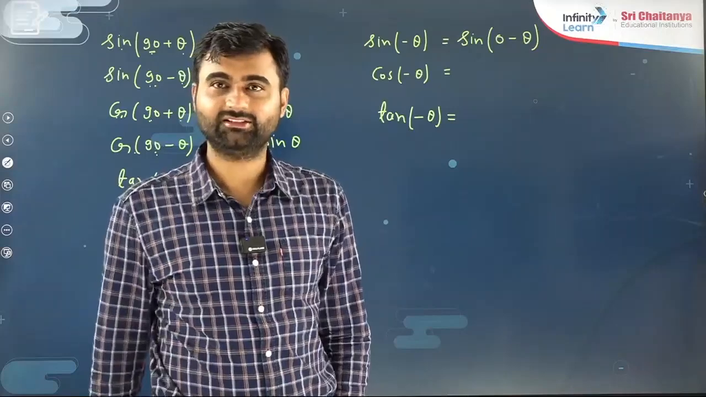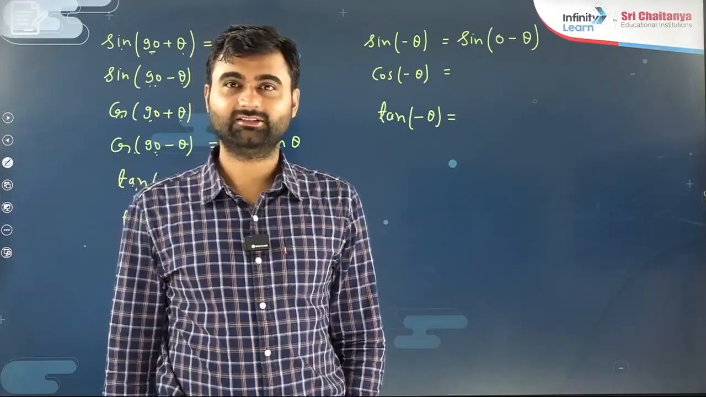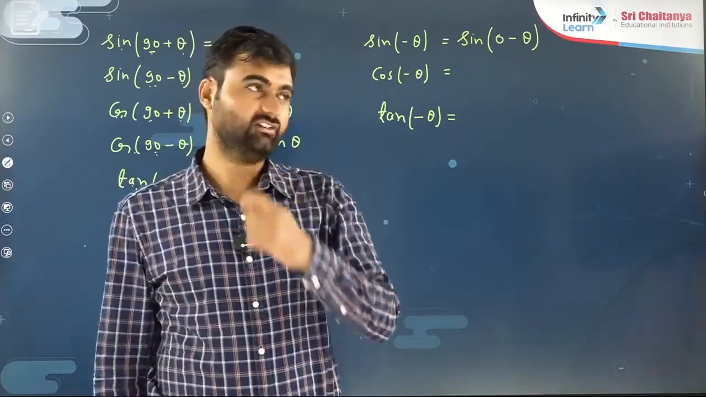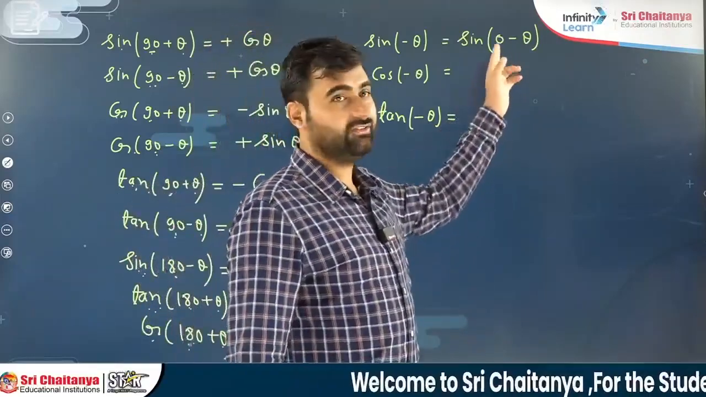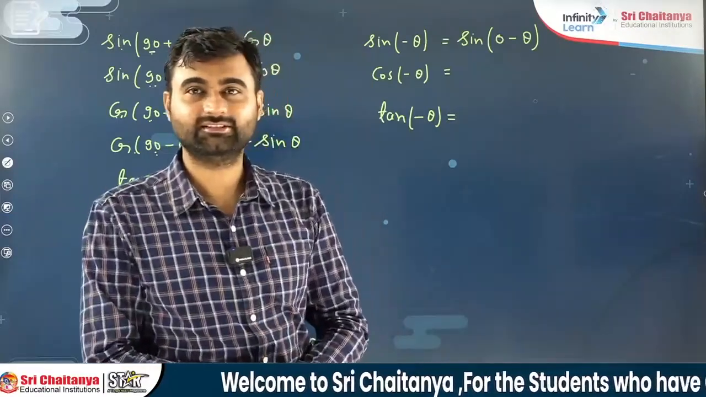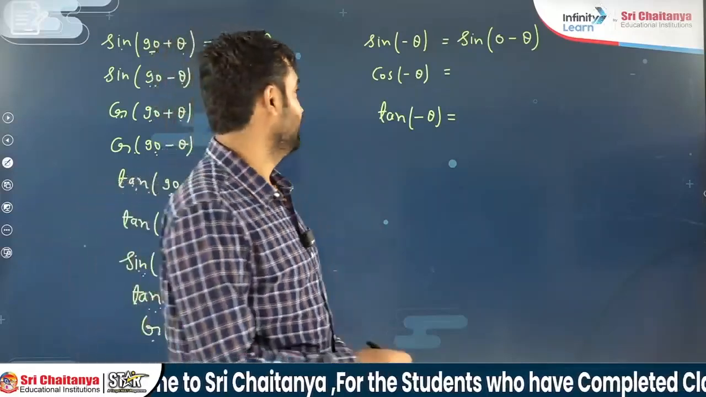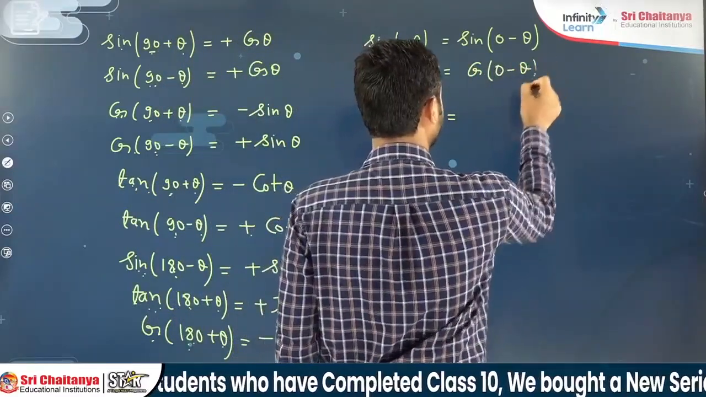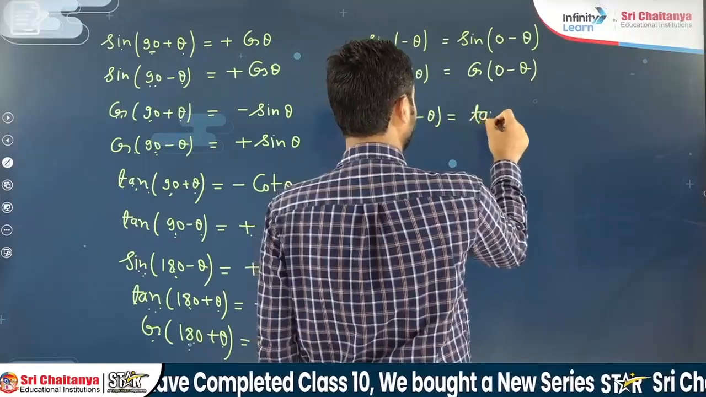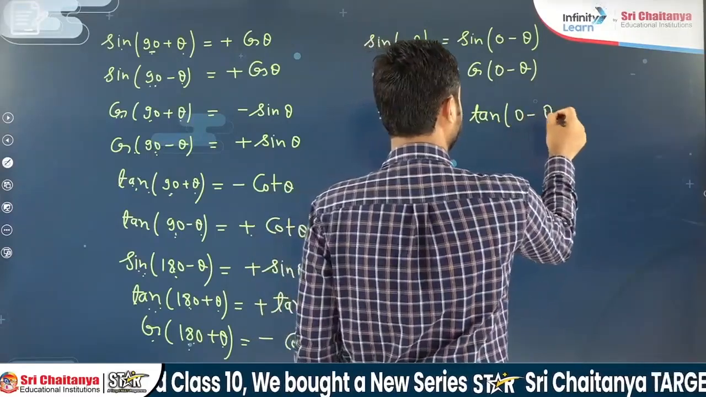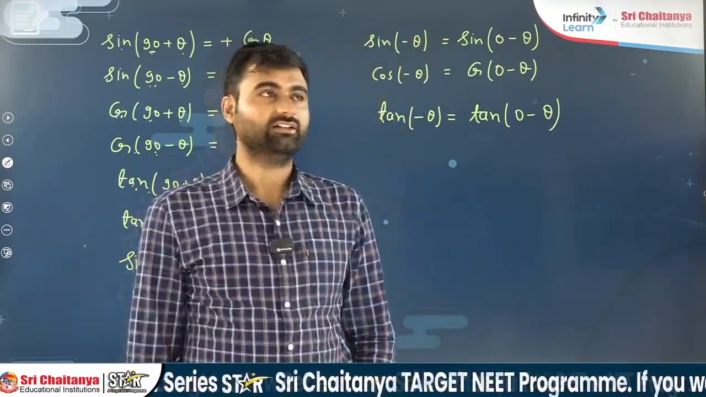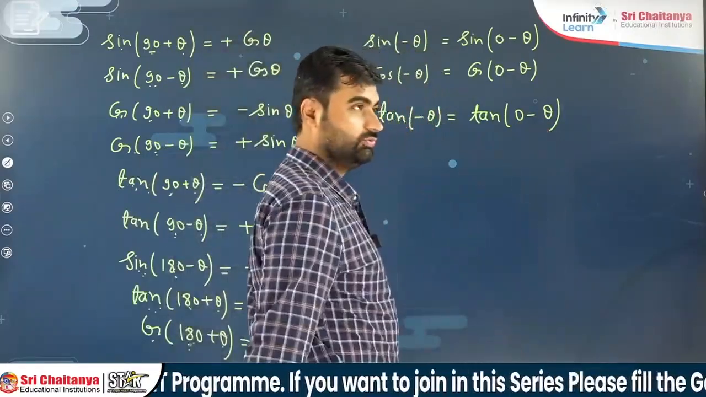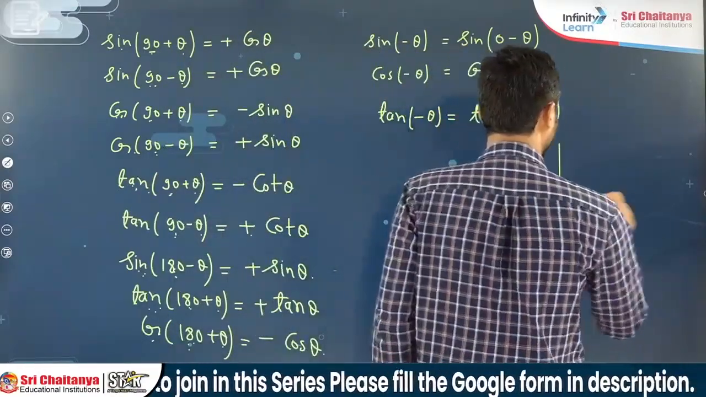0 is nothing, na? Right or not? We can write here 0. 0 means nothing. Here also we can write it cos 0 minus theta, and here we can write tan 0 minus theta. Agree or not? So now what to do? Why we wrote it 0 minus?